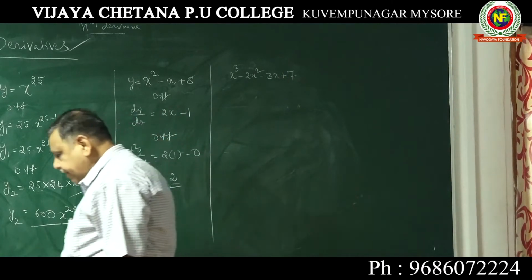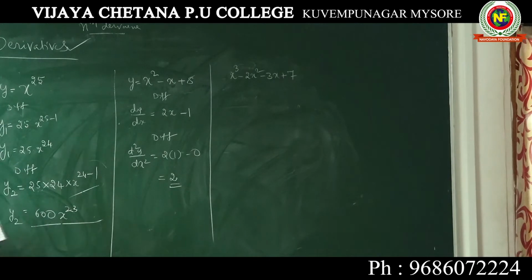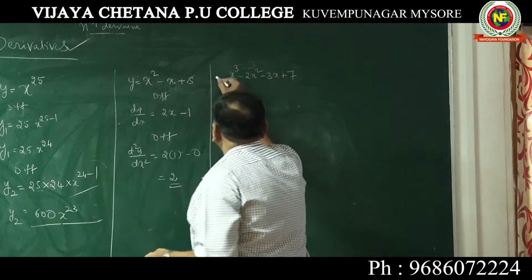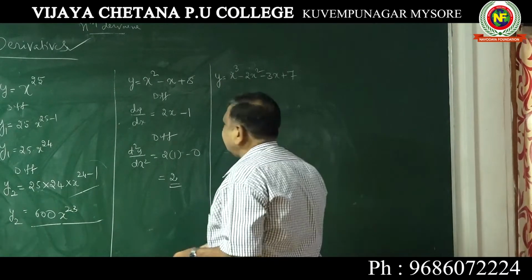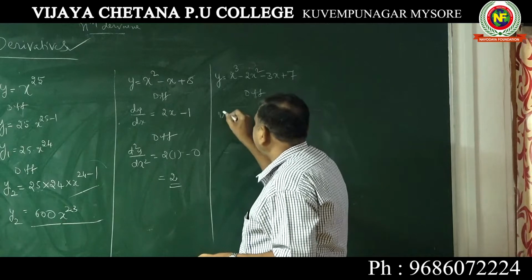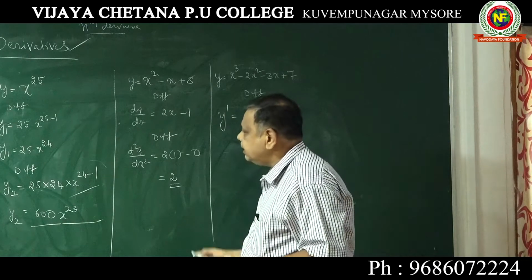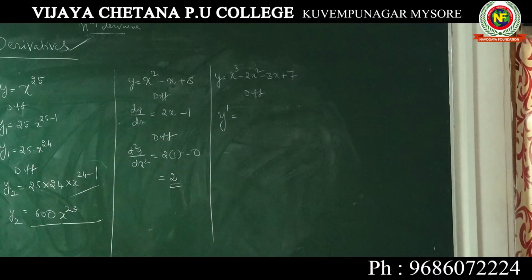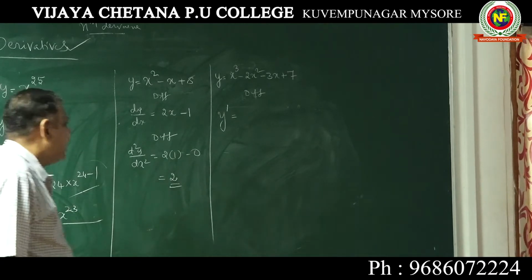Find the second derivative of x cube minus 2x square minus 3x plus 1. Take it as y. Now y1, when you differentiate, I will write y dash, that is also dy by dx. Any letter you can represent, but we are using y dash.